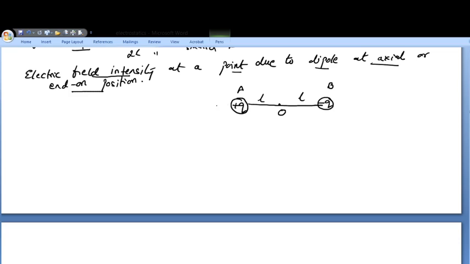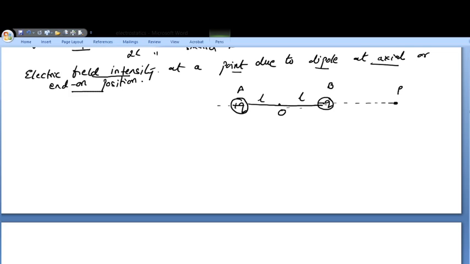Axial point basically is along the length, and let us suppose I want to find out the intensity at point P here. So this is also known as end on position, or it is known as axial position. Now see, this derivation is important, and we had already done the superposition principle.